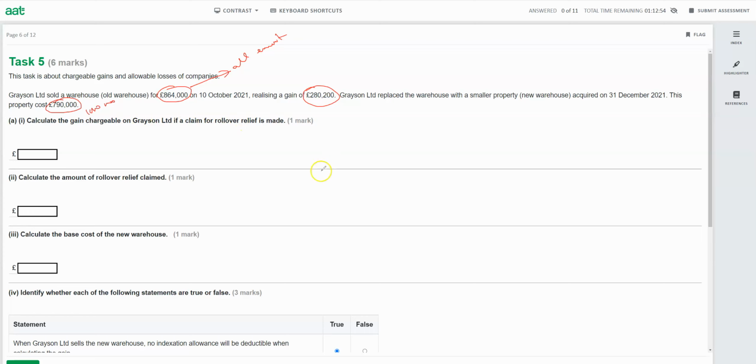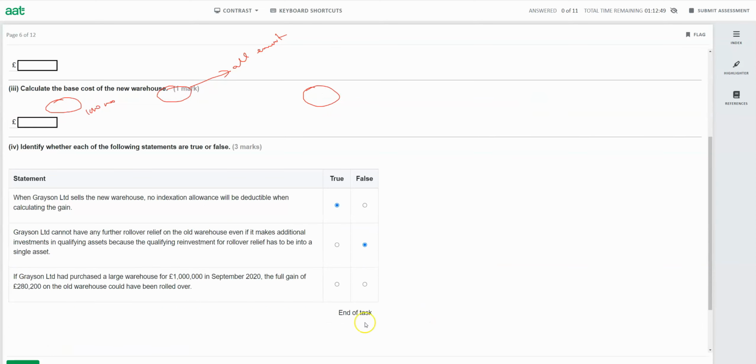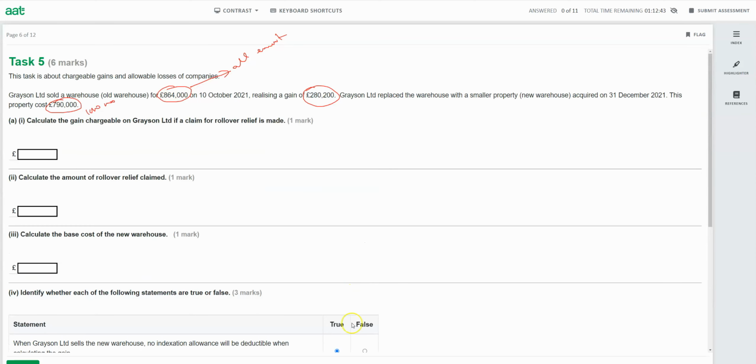Here they are saying September. If you look at the date, it says in September 2020. So if we buy the new asset not in December but in September 2020, what will happen? We sold the asset in October 2021. So from that day I can go back 1 year and 3 years after.